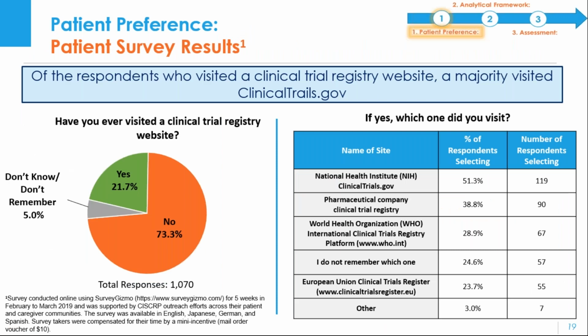And then just a couple of slides to describe the results that we got from our patient survey. So this was a global survey of around 1,000 respondents, and out of those approximately 1,000 respondents, we had about 22% who had experience of using clinical trial registries. And as you can see on the right-hand side, the most visited website out of these patients was clinicaltrials.gov, which may not be a surprise. But I think one of the interesting things is that this was a global survey. It was translated into Japanese, German, and Spanish, and yet even then, clinicaltrials.gov was still at the top of that list. So it gave us confidence that we were on the right path.